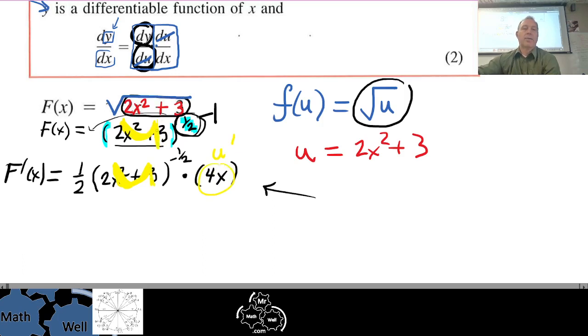Okay, does that make sense? Does that help? Maybe? All right, so simplified, of course, we see a couple things right off the bat that we should do. One is combine the 4 times 1/2. That's just going to be 2.